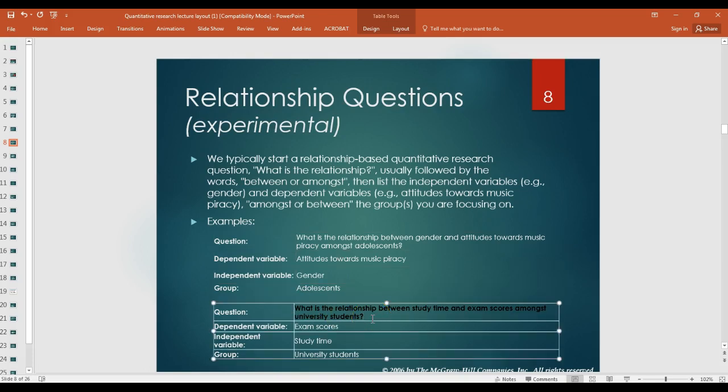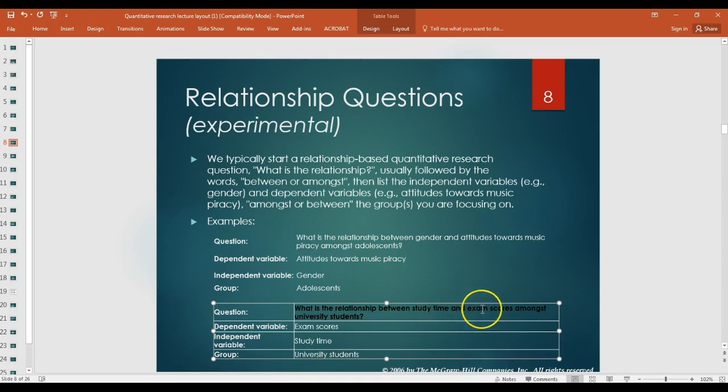What is the relationship between study time and exam scores amongst university students? Now, take a minute, don't look at the variables, and let's see. If you see "what is the relationship," then it means that I'm asking an experimental relationship question, right? Between study time and exam scores. These are my two variables. Which one is the stronger one? The one that I can manipulate. I study more, I study less. Okay, so that's the independent variable.